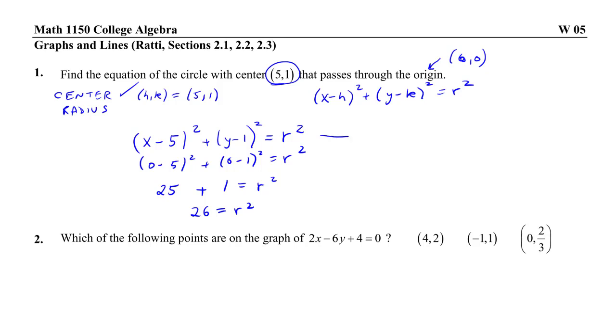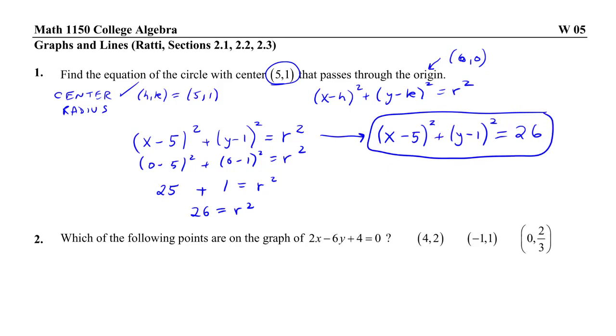So now I'm just going to take my equation from before and put in the r squared. So x minus 5 squared plus y minus 1 squared is 26. There's my equation of the circle.